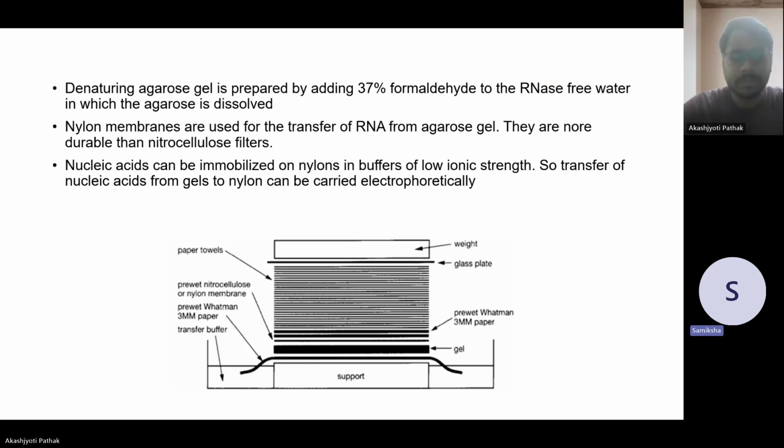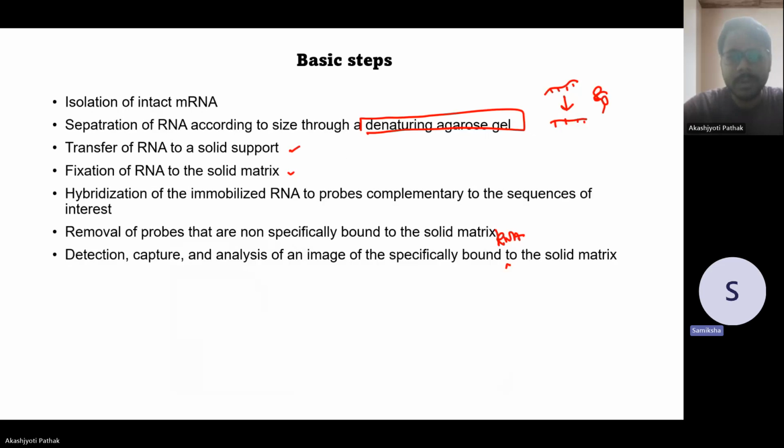So solid support and solid matrix are the same. Yes, they're the same. Solid support and solid matrix.